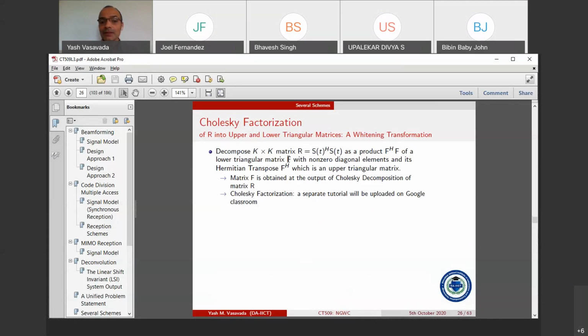And where F is a lower triangular matrix, and therefore F Hermitian is the upper triangular matrix. This is sometimes also known as square root factorization of R. The reason it's called square root is because R is being considered as a product of matrix F with itself after this transposition. In fact, we can almost think of R as the square of F, where the squaring is done after Hermitian transposition.